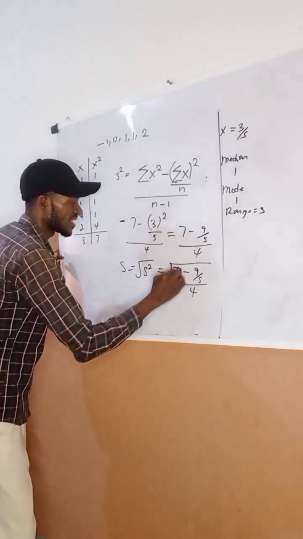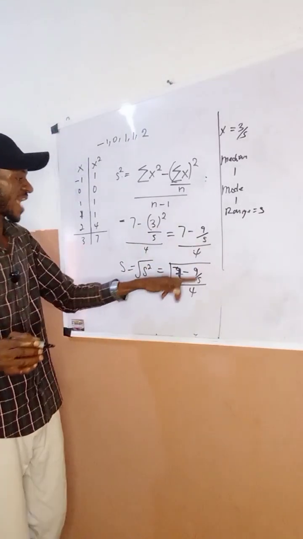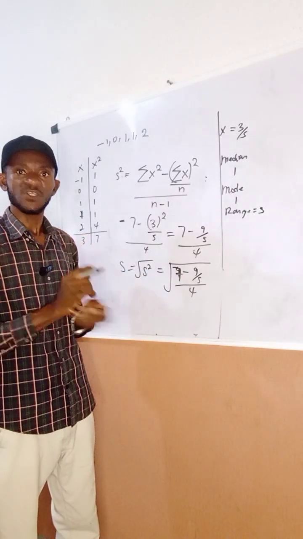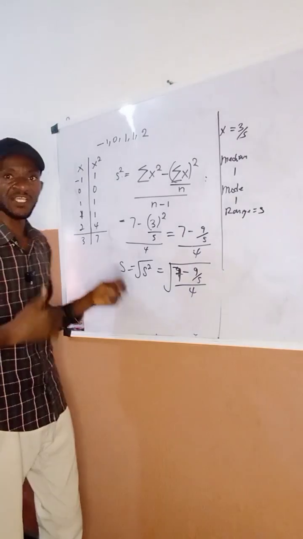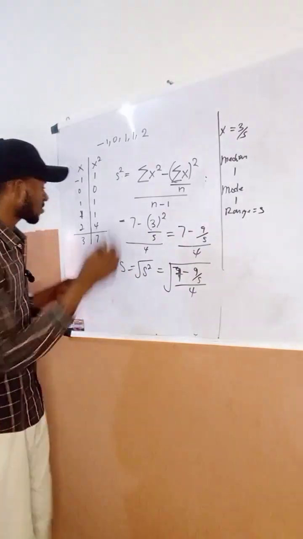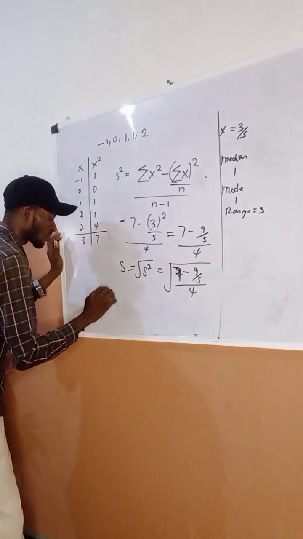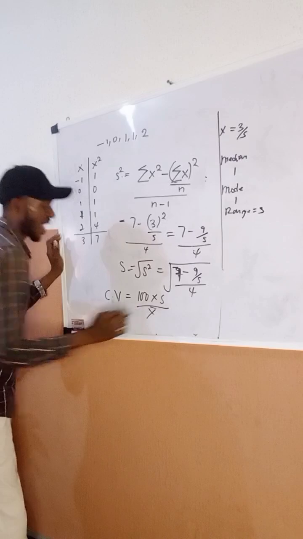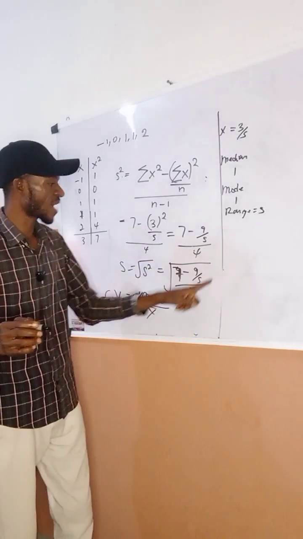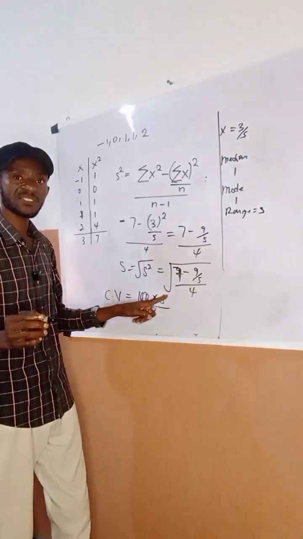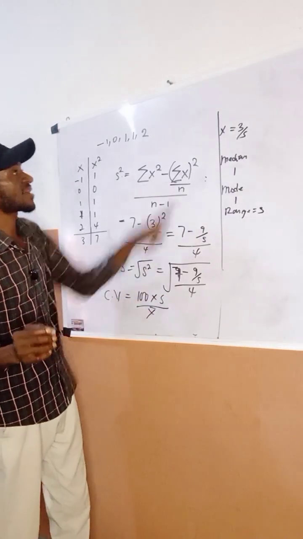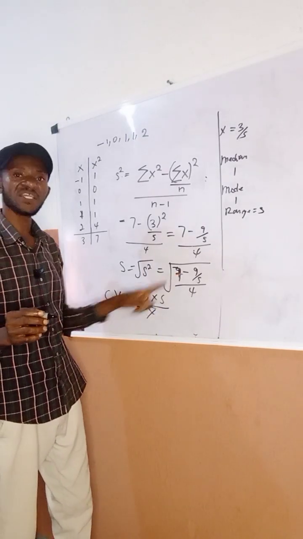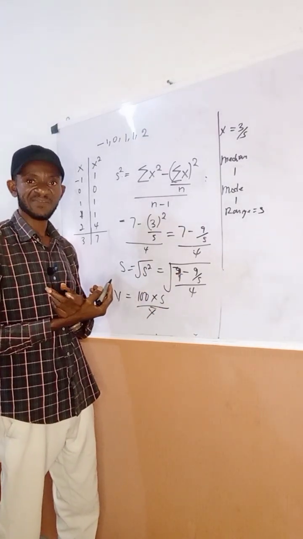This thing now will give you the standard deviation. 7 here minus 9 over 5 all over 4. Okay? So this is this. Then when you talk about the coefficient of variation, it still remains what we said, C.V equals 100 times S all over X bar. Your S is whatever value you are going to get here. You put it in place of S. And then your x bar is what we got earlier, 3/5. So 3/5 goes in here, while this goes in here.